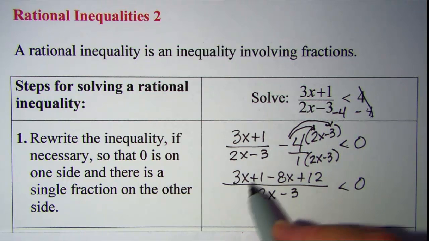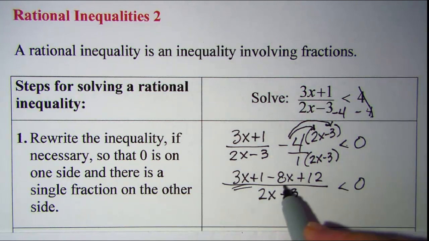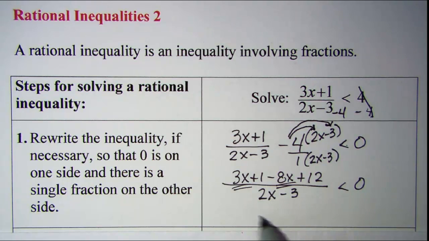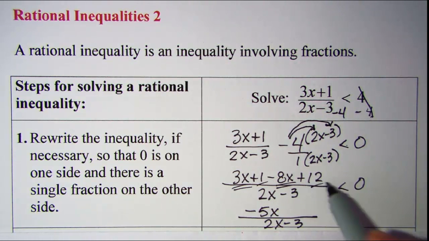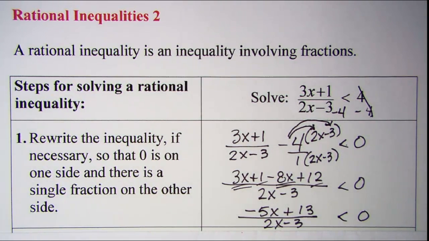Right, let's combine like terms. I have a 3x minus 8x, and that is a negative 5x. And then I have 1 and 12, so plus 13. And that's less than 0.